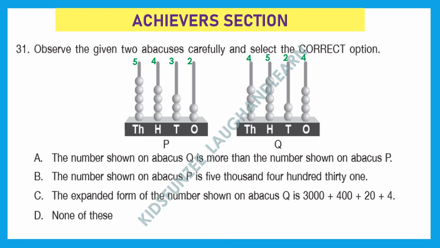Option A is the number shown on abacus Q is more than the number shown on abacus P. That's wrong because Q's number is 4524, which is smaller than 5432. So A is incorrect. B. The number shown on abacus P is 5431. This is also incorrect because it is 5432. C. The expanded form of the number shown on abacus Q is 3420 plus 4. This is also incorrect. So all of these are incorrect. The correct answer is option D, none of these.